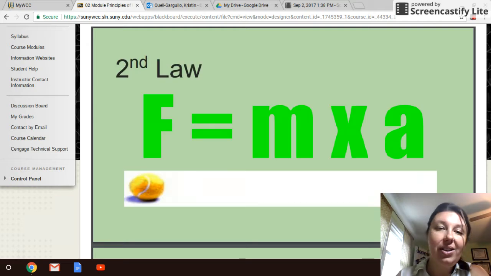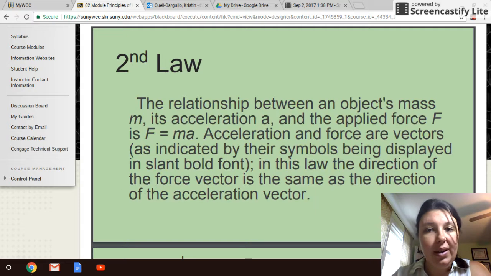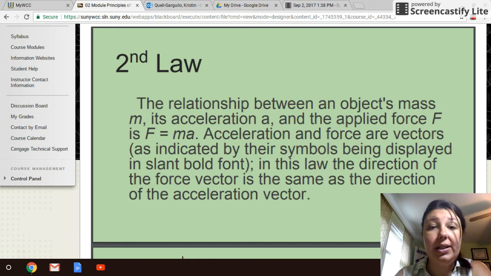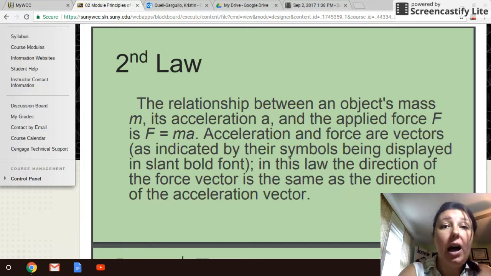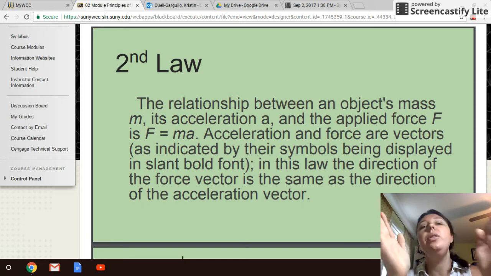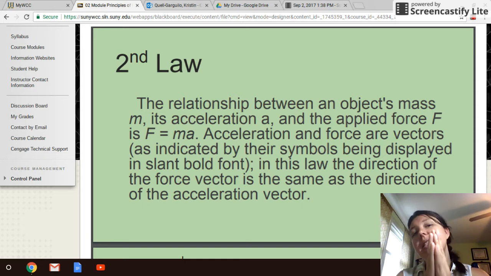The next law, the second law, is force equals mass times acceleration. There is a relationship between the mass of an object and its acceleration, which is equal to the force of that object. If I change its mass, I will change its force. If I change its acceleration, I will change its force. And so I need to put these two things together to get a final force on said object.